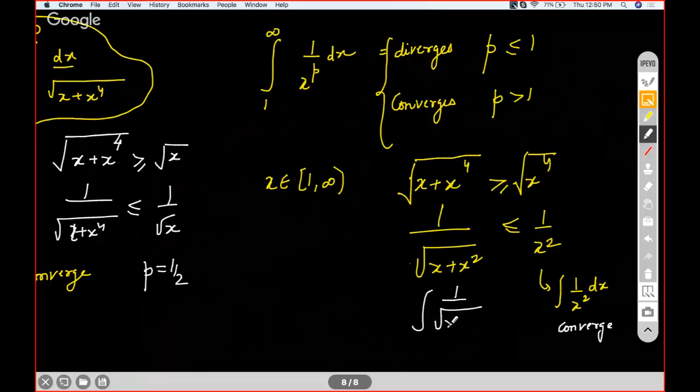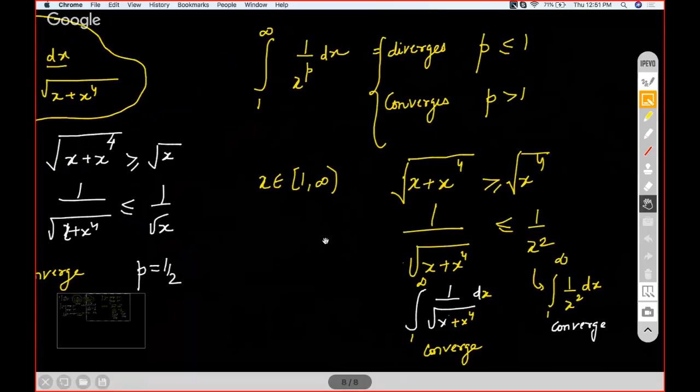But that's not your integral. We need to know the one with x plus x to the power 4, right? By mistake, I wrote that. This also has x to the power 4. Yes, so it's convergent. So this also converges. So both of them are convergent. So the sum converges.